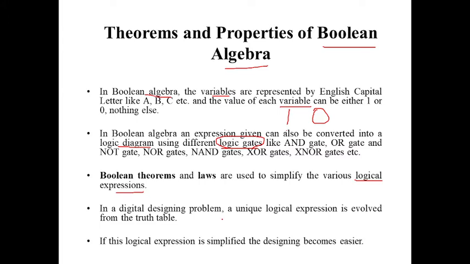For a digital designing problem, we can apply this logical expression in the form of a truth table. So a truth table shows the values of each and every case. We can learn this truth table in a later section. If these logical expressions are simplified, then designing becomes easier. So we can design our logic gates in a simple manner.